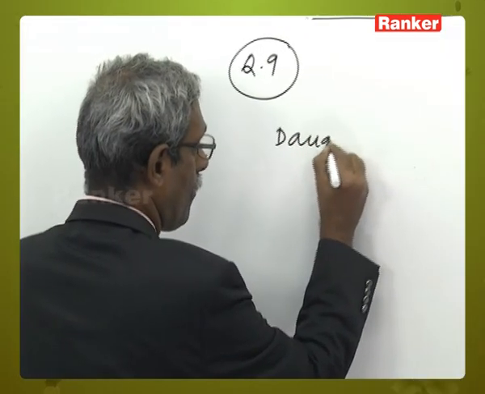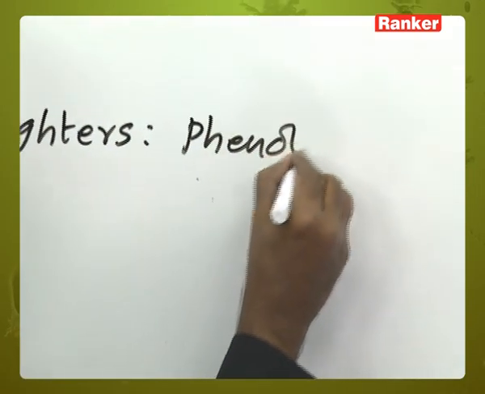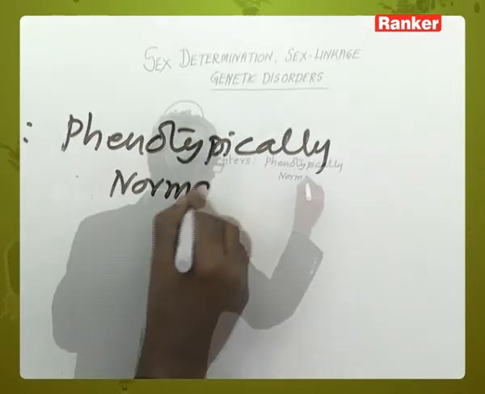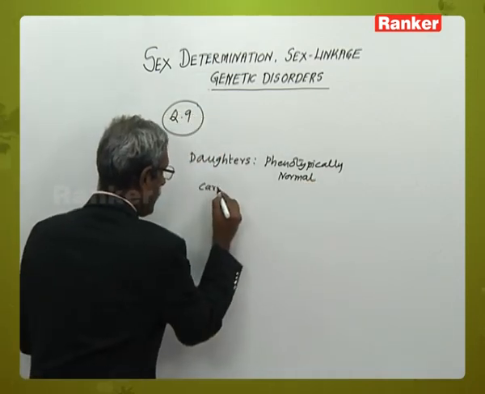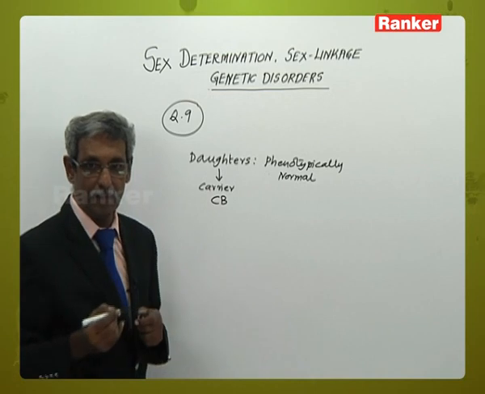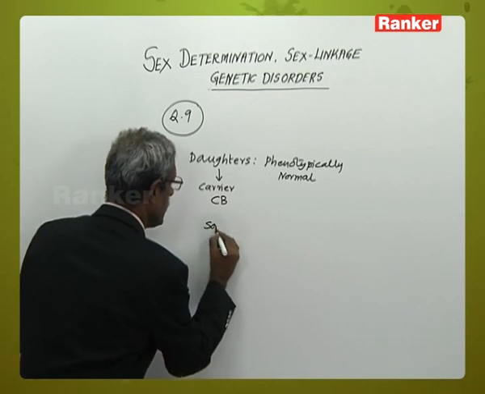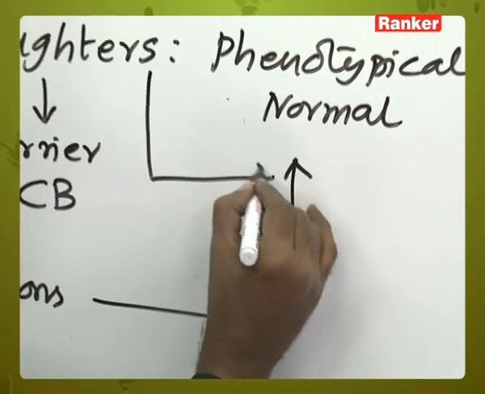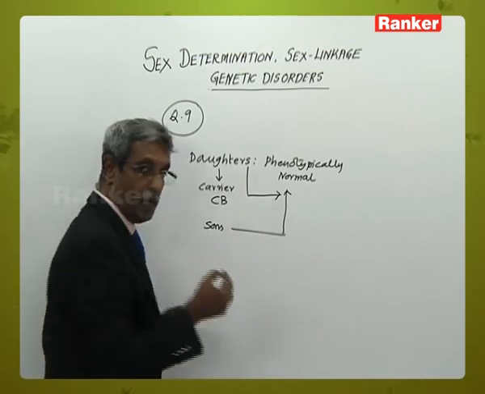Daughters are phenotypically normal. But they are the carriers. They are the carrier of the colorblind gene, whereas all the sons are normal phenotypically as well. Sons are also phenotypically normal as well. So both the daughters and sons are phenotypically normal.